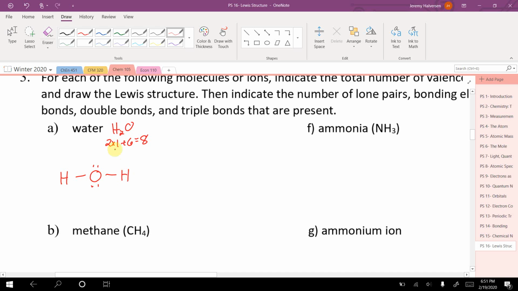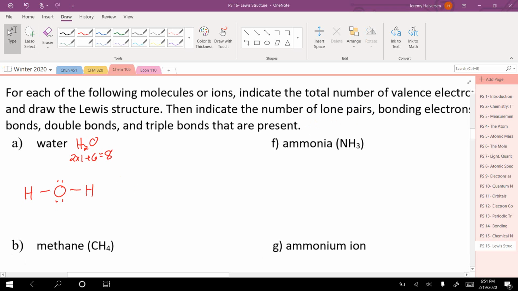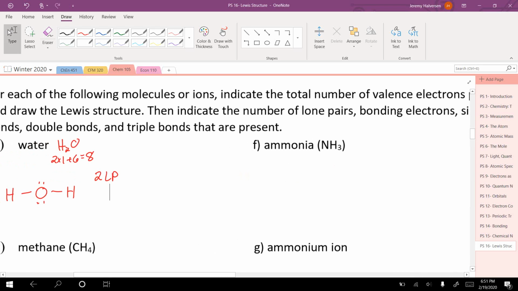The hydrogens want 1 electron. They own 1 electron, so they're all 0. Oxygen owns 1, 2, 3, 4, 5, 6, so it's 0. That means we're done. Okay, now it asks number of lone pairs. There's 2 lone pairs, right? 1, 2, and 2. Oh, okay.